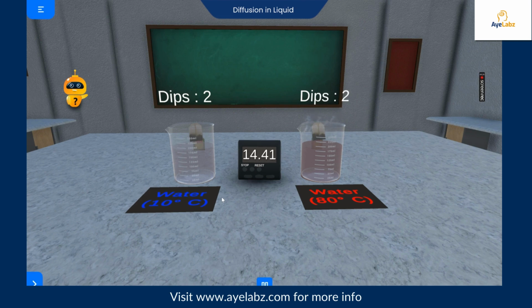The beaker on the left hand side has the lower temperature, that is 10 degrees Celsius, so the diffusion process is much slower than in the beaker on the right side that is at 80 degrees Celsius. This experiment clearly concludes that temperature greatly influences the movement of the particles, which affects the diffusion of the liquid particles.